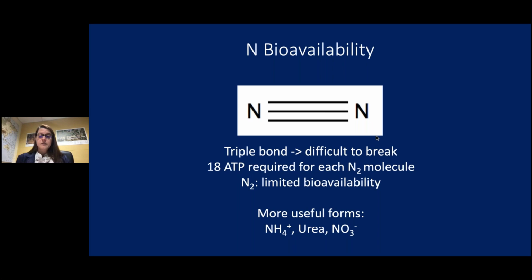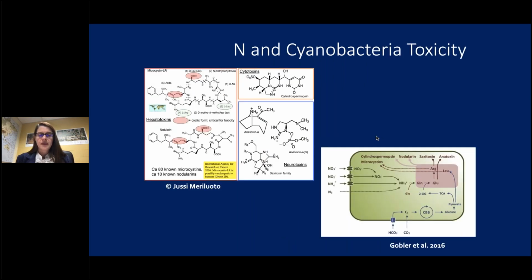Something like Microcystis can't fix nitrogen, but it's really good at using these useful forms of nitrogen like ammonium, urea, phosphate, nitrate. And it turns out that nitrogen is really important for toxins. Microcystin particularly has 10 nitrogens per molecule of microcystin. So that's a lot of nitrogen for a single molecule, right?